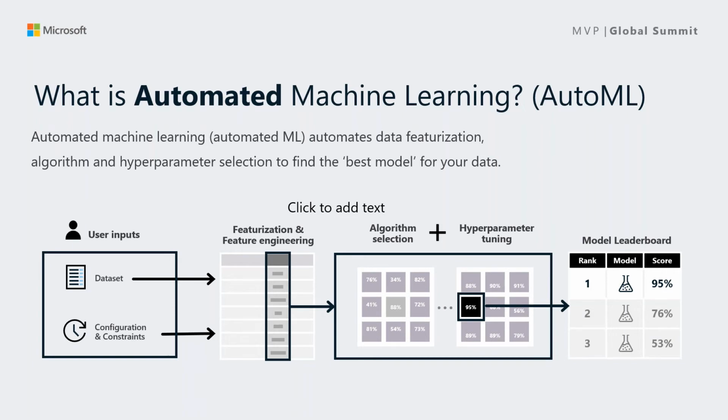AutoML automates the data featurization, algorithm, and hyperparameter selection in order to find the best model. Normally, the featurization and the algorithm selection part is the most tedious part when you are building a model. In AutoML, you can just bring your own data set and set some configuration and constraints, like you want to block some algorithms or you want to set some parameters. You can set those constraints.